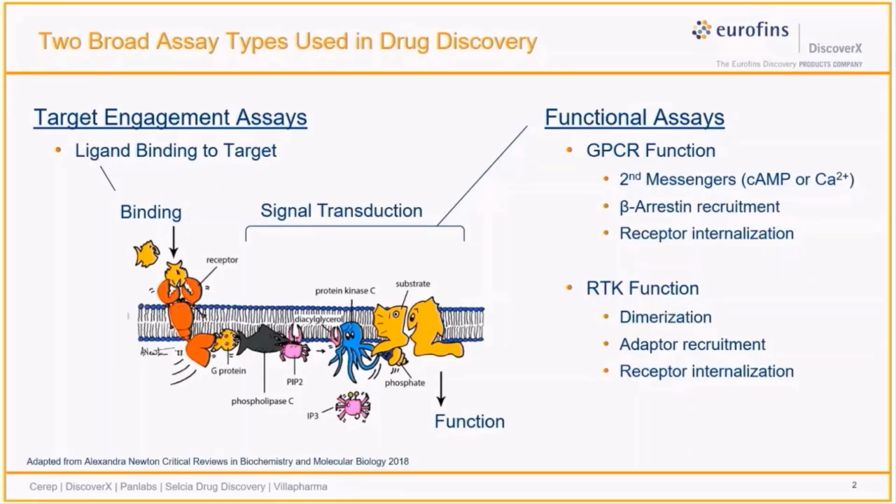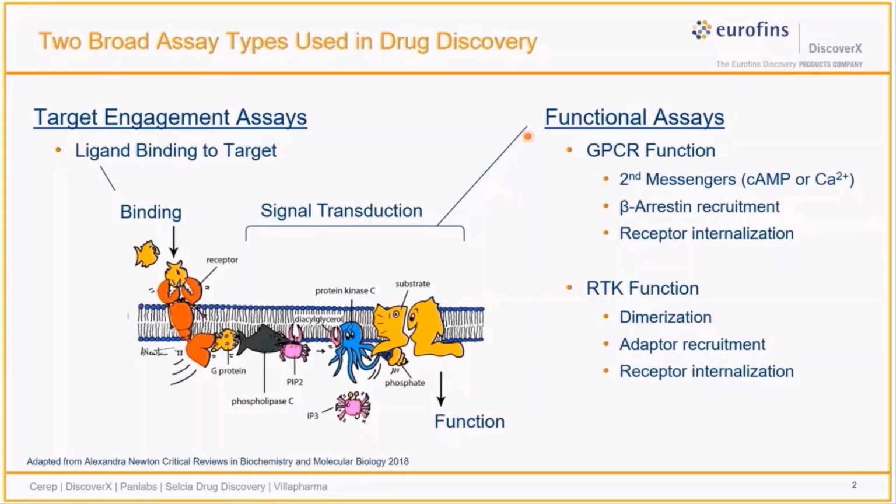Many in vitro assays performed in drug discovery can be classified as either target engagement or functional assays. Target engagement assays measure ligand binding to a target, here shown to be a receptor, but don't measure the downstream functions which result from ligand binding. Note, in this webinar, I will use the terms compound and ligand interchangeably.